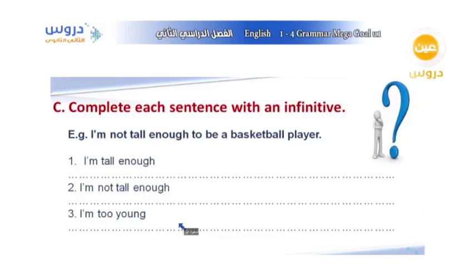Here, the exercise: complete each sentence with an infinitive. As we discussed, we gave you the definition of infinitive: verb without any additions. We add to with the verb without any additions. For example, I'm not tall enough to be a basketball player. Here, this is the infinitive. Number one, I'm tall enough. Think about it. How can you use an infinitive here? Number two, I'm not tall enough. Number three, I'm too young.